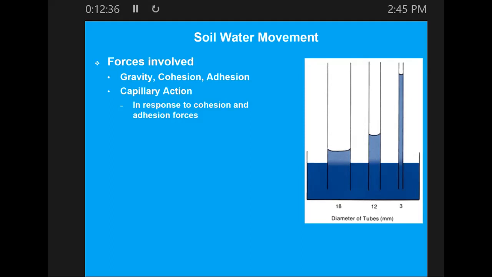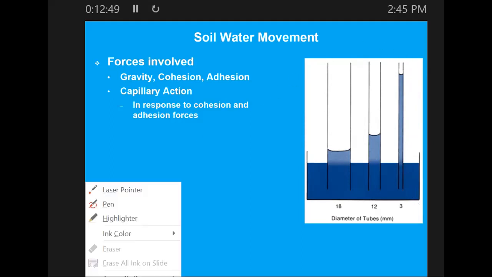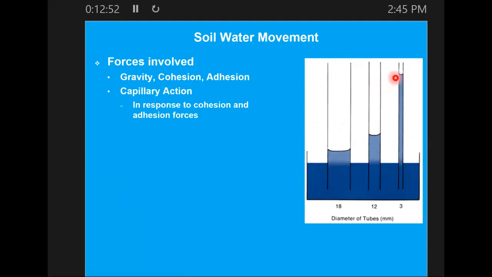And you may have done this in basic chemistry class, where the narrower the diameter, the adhesion and cohesion forces with that smaller diameter allow the water molecules to go further up the capillary tube. If it's in a smaller diameter like the far right one, compared to a wider diameter, there's still cohesion and adhesion forces, but they don't exert as strong of an impact, and so you don't get as much of a lift or capillary action.